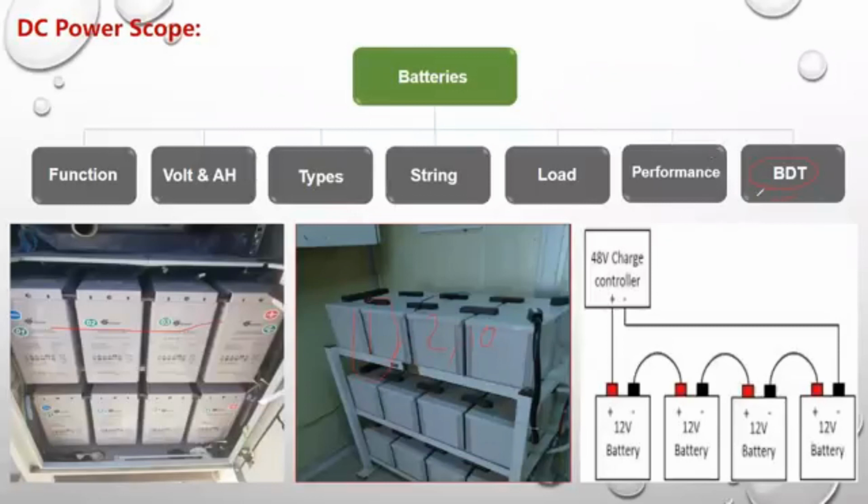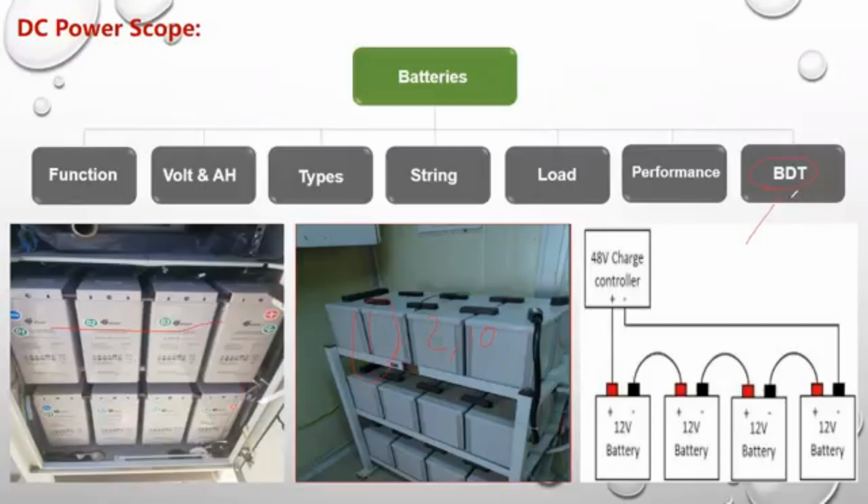Now, we have the BDT, which is the battery discharge test, a test done for batteries to reassure the battery efficiency in the site. And this is the most common use for all people. That's what we're used to.